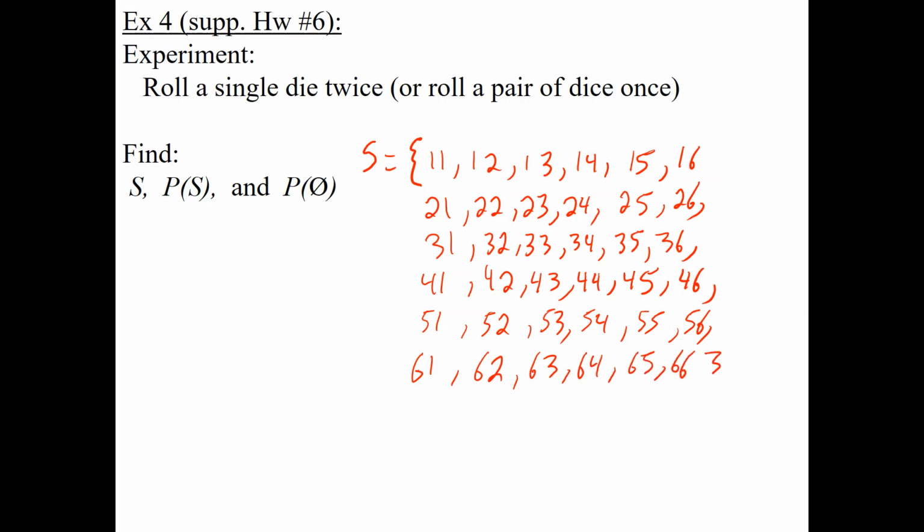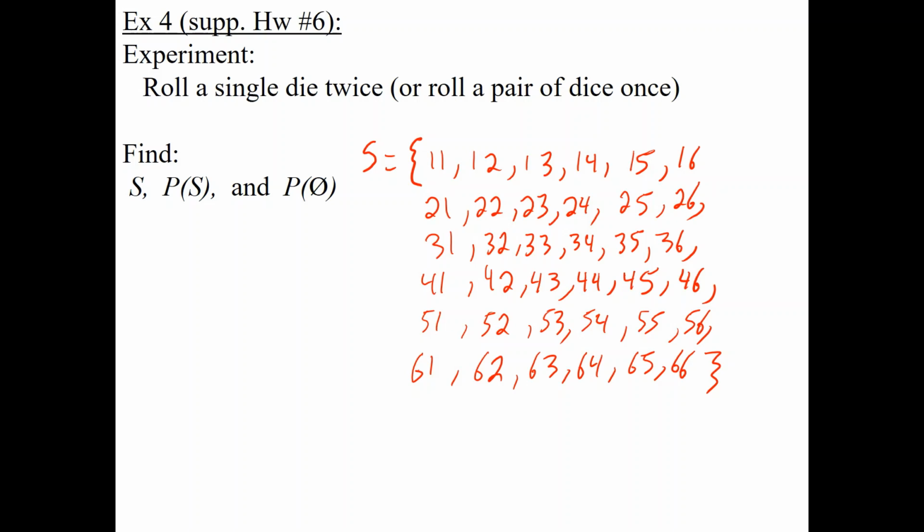So this one's rather long to write down, the whole sample space, but I wanted to write it down so you could see it. So those are all the outcomes. It turns out there's 36 different outcomes there. You can count them. There's 6 in each row, and there's 6 rows, so that's 36 outcomes. Okay, so that's the answer for the sample space.